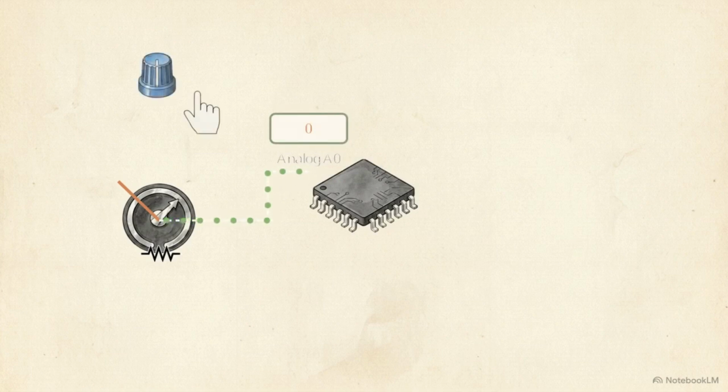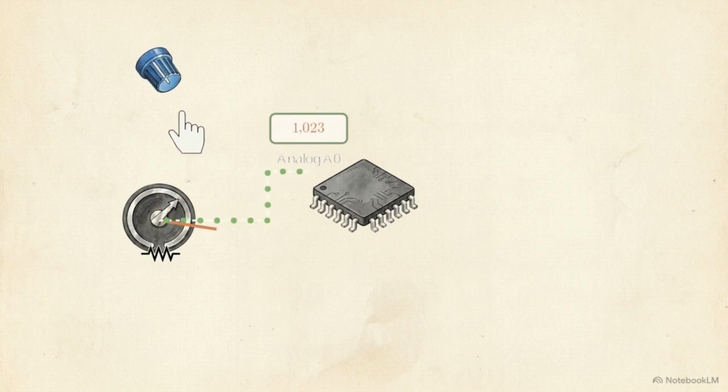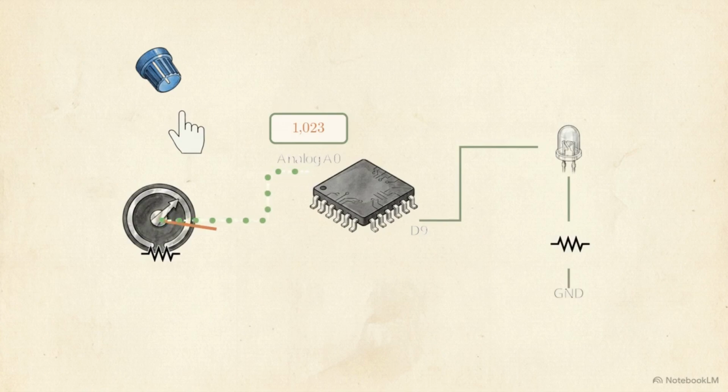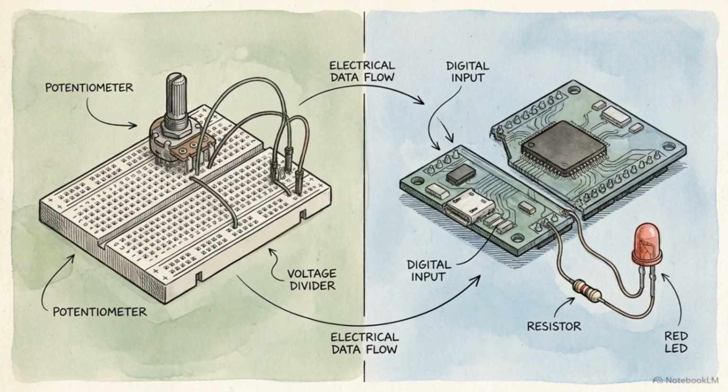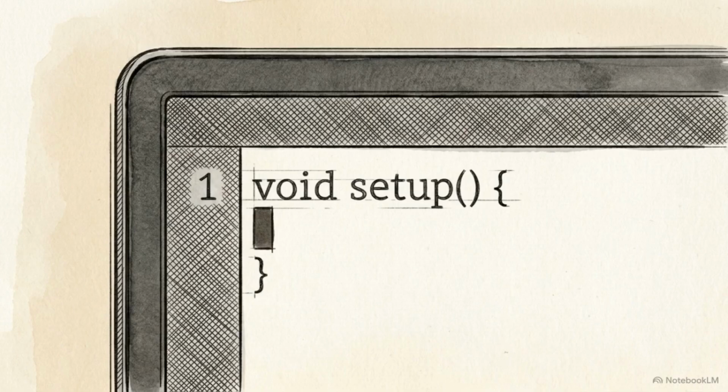Turning the dial physically alters the voltage flowing out of that middle pin, sending a variable signal to the microcontroller. To finish the setup, we connect the LED to digital pin 9, routing the negative leg through the resistor to ground. With the analog data routed to an input port and the digital power routed to an output port, the hardware is now physically capable of interpreting variable states. Now we move to the code editor.